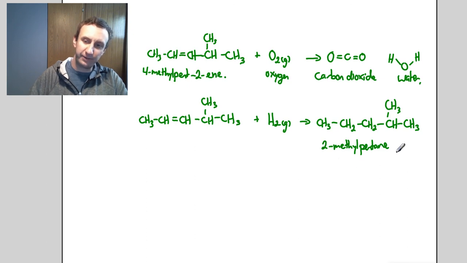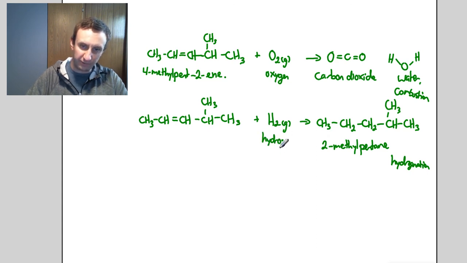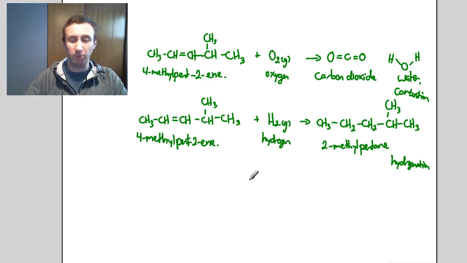Anyways, this would be my hydrogenation reaction, and this one right here was my combustion reaction. Just cleaning this up to make sure I have everything here that I should. This was hydrogen that I was reacting with, and this was again the same compound I had before, which is 4-methyl pent-2-ene. Great. Okay, so that is combustion and hydrogenation of hydrocarbons, your first two reactions in this unit.